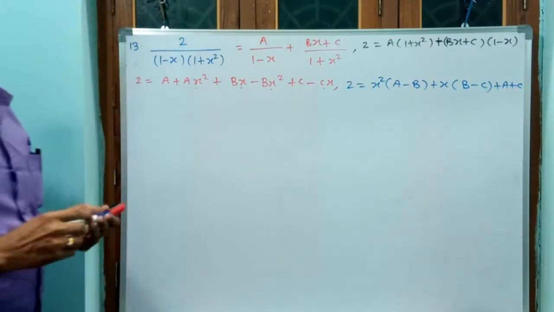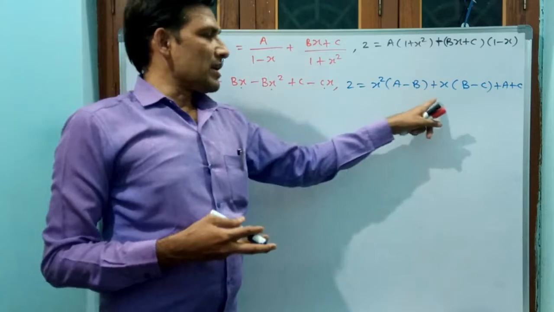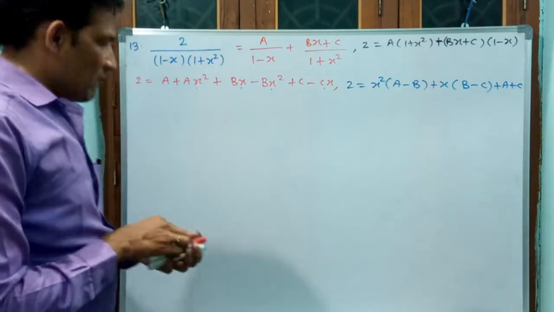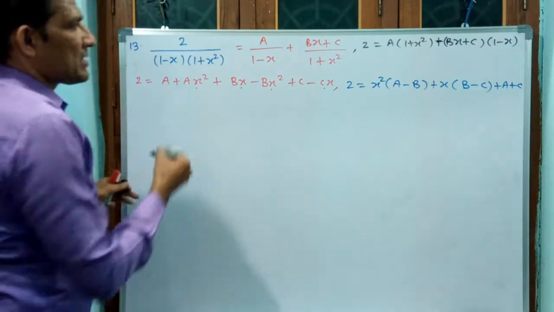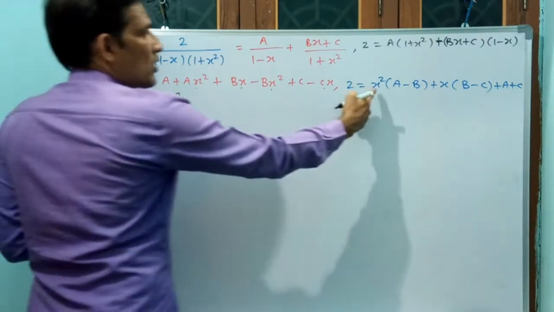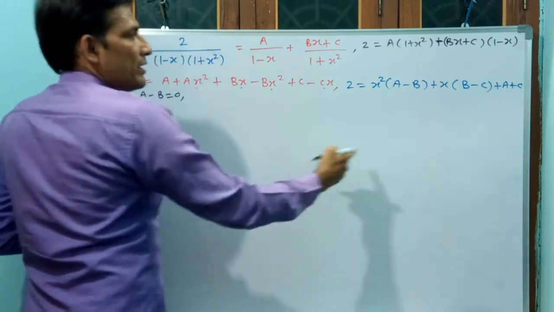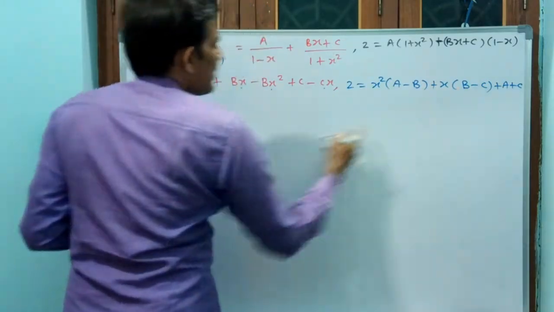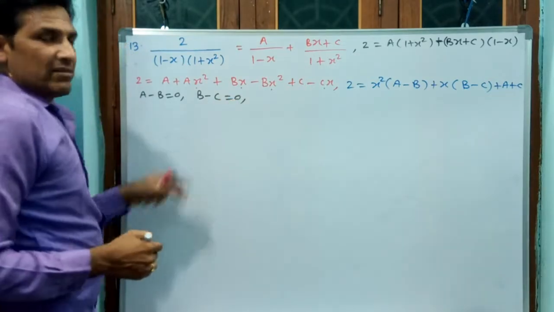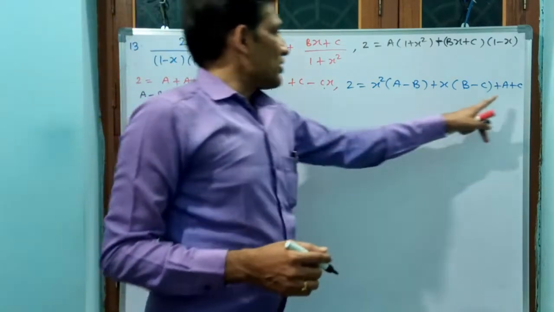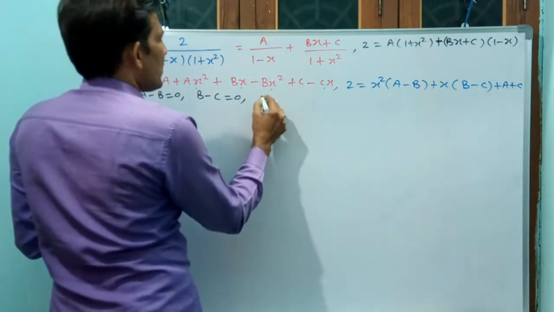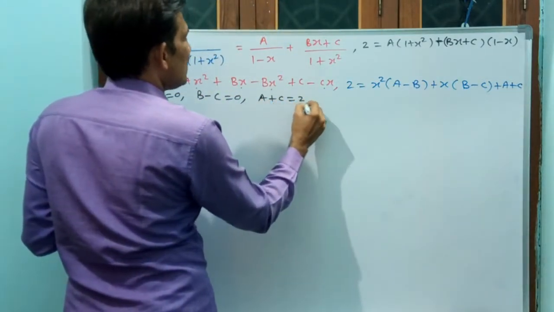Now you see, compare LHS and RHS. On the RHS only a constant is there. Is an x square term there? Not there. Then what you have to write? You have to write a minus b is equal to 0. Why? Because the x square term is not there. Is an x term there? No, not there. Then b minus c is equal to 0. This is the second equation. Then are constants there? Yes, a plus c, and 2 is the constant. Then a plus c is equal to 2. Write down, a plus c is equal to 2.